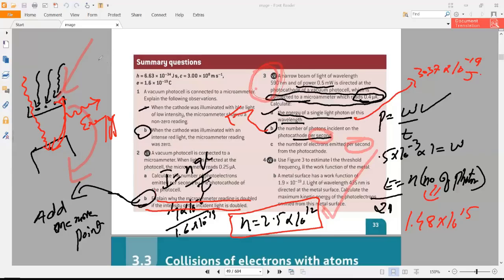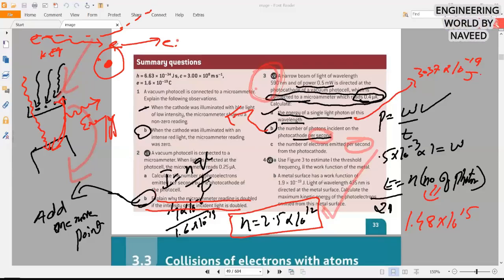Actually, if this is the atom, this is the nucleus, and this is the electron. If an electron comes over here with high kinetic energy, it will knock out this electron. But if it comes slowly, it will be unable to knock out this electron. It will move away like this, and this electron will not be hit because the kinetic energy is low.